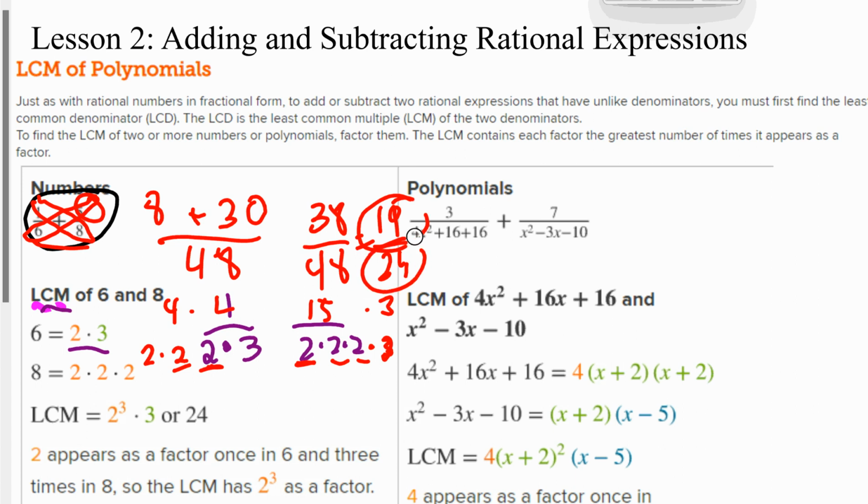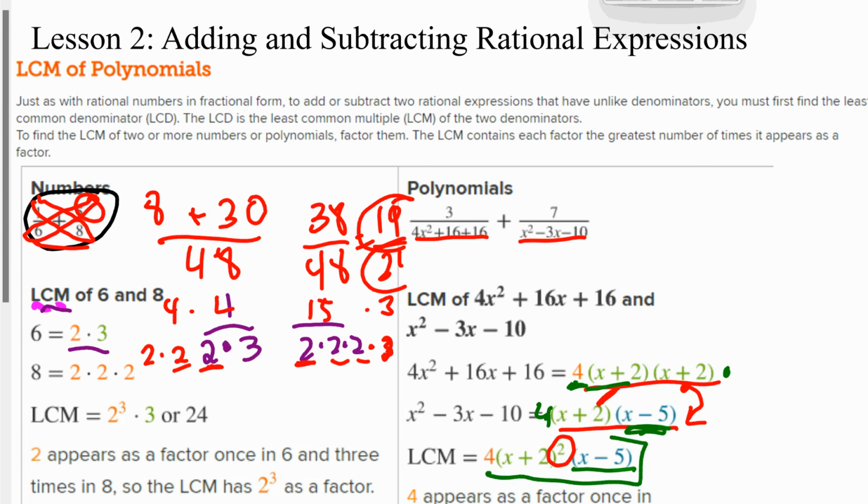Well, you still do the same thing when you're dealing with polynomials. But here we just factor these, because these are quadratics. And then you look for the factors that are the same. So they both share an x plus 2, but this one has an extra x plus 2, so that means I need to multiply this bottom by an extra x plus 2. That's where you get this x plus 2 quantity squared. And then this bottom one right here has an x minus 5, but this one doesn't, so this one needs to be multiplied by an x minus 5. And then also there's this 4 out front that this one has that this one doesn't, so you need to multiply that one by 4 as well.